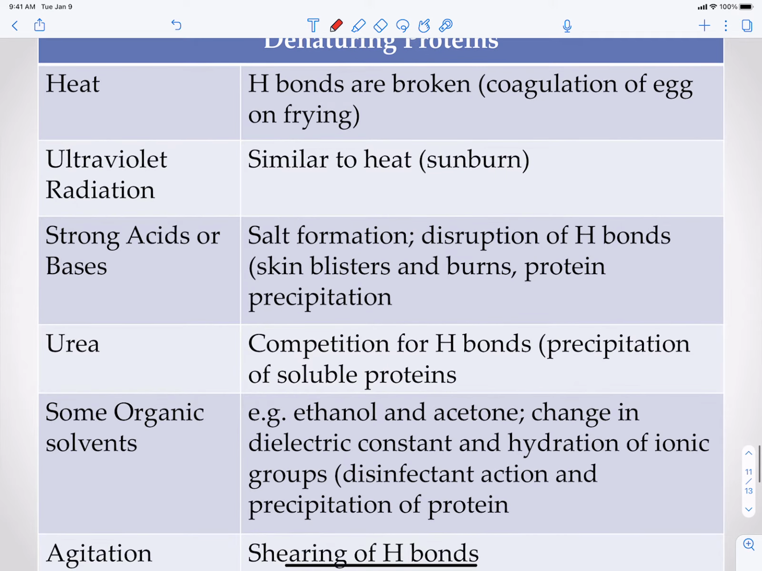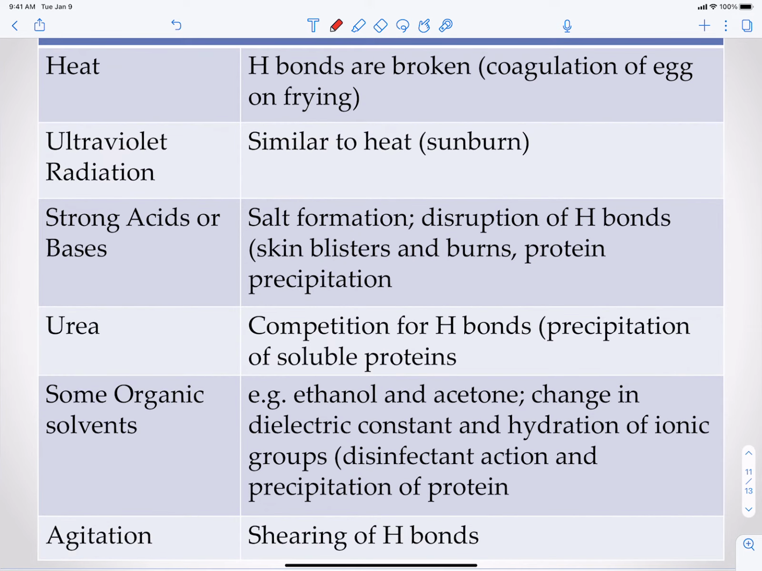So here are some denaturing elements. We can have heat. Heat is going to break those hydrogen bonds. And remember, hydrogen bonds are important not only for the side chains in the tertiary structure, but also for the structure of the secondary. So you're going to break down your tertiary, which will break down your quaternary, and then your secondary will break down, but not your primary.